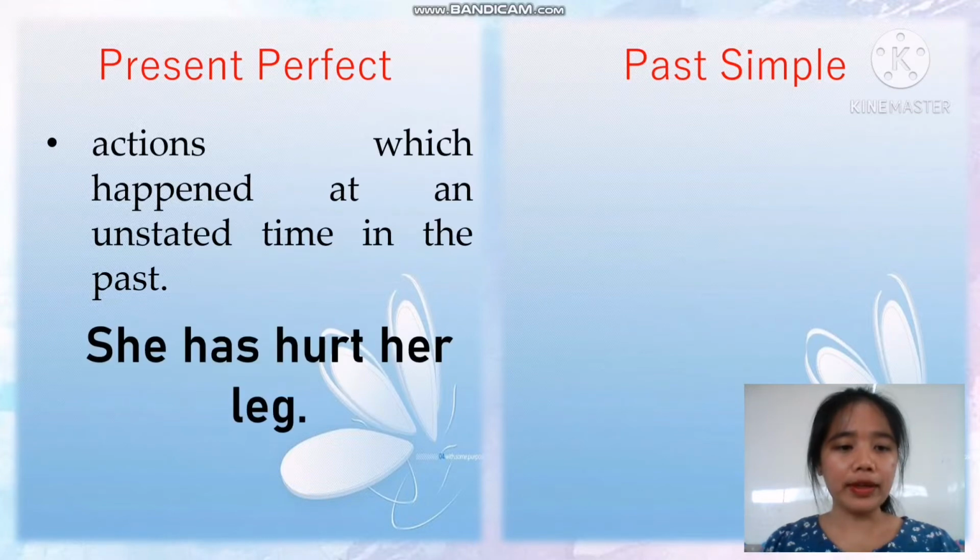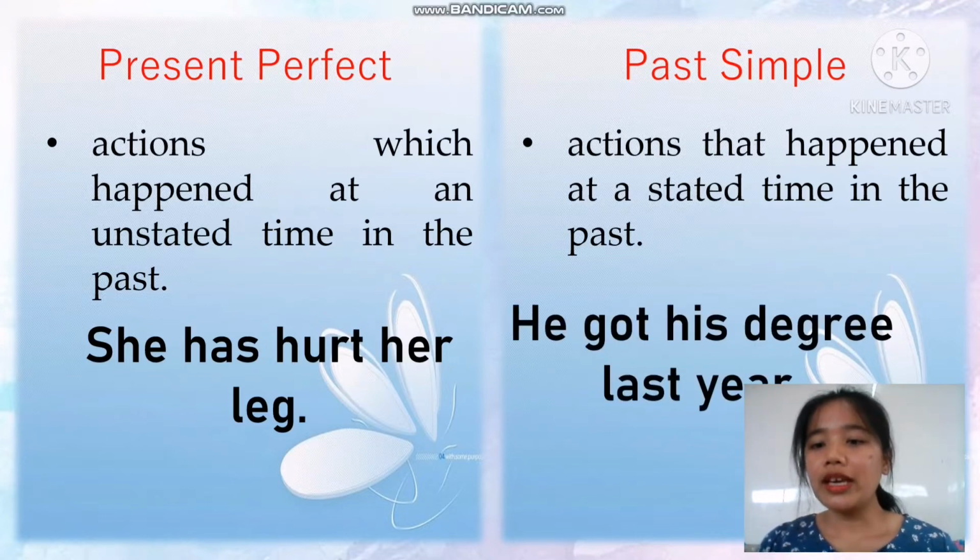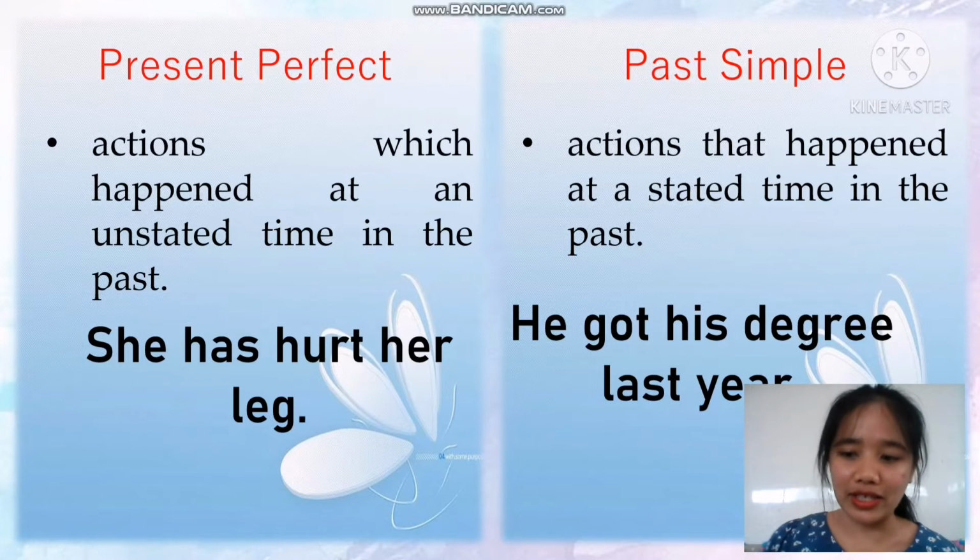So like for example, she has hurt her leg. So in this sentence, we don't know when she hurt her leg. So the time is not mentioned. Okay, so for past simple, the actions that happened at a stated time in the past. So like for example, he got his degree last year. So stated time, there is a time mentioned which is last year.